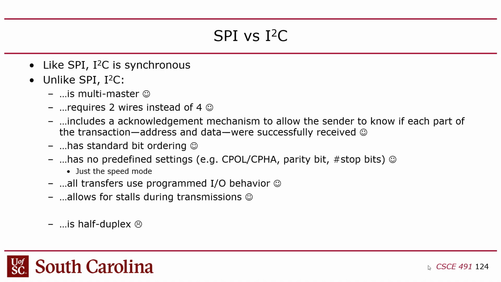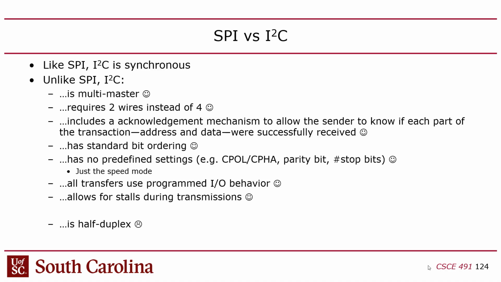It's a little bit more efficient in that sense. And I2C has a mechanism for acknowledging transactions, acknowledging messages, which SPI doesn't have. It also is standardized, unlike SPI. So the way that it's used is it's used more consistently than SPI.